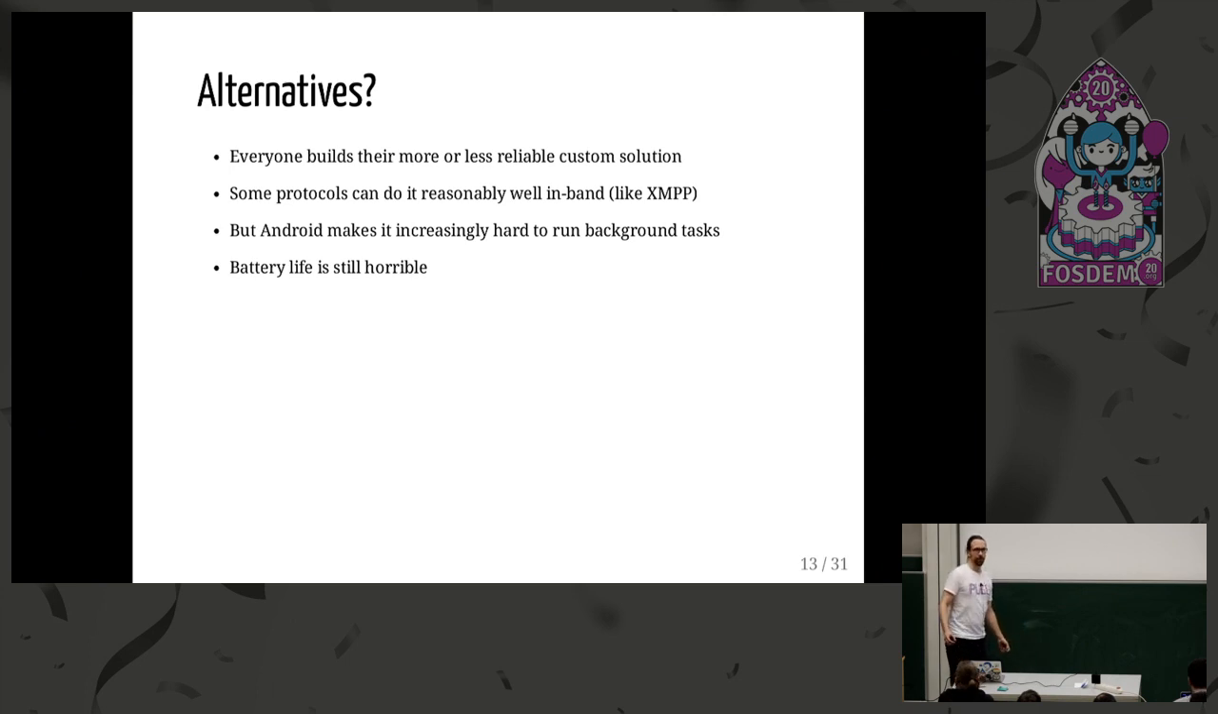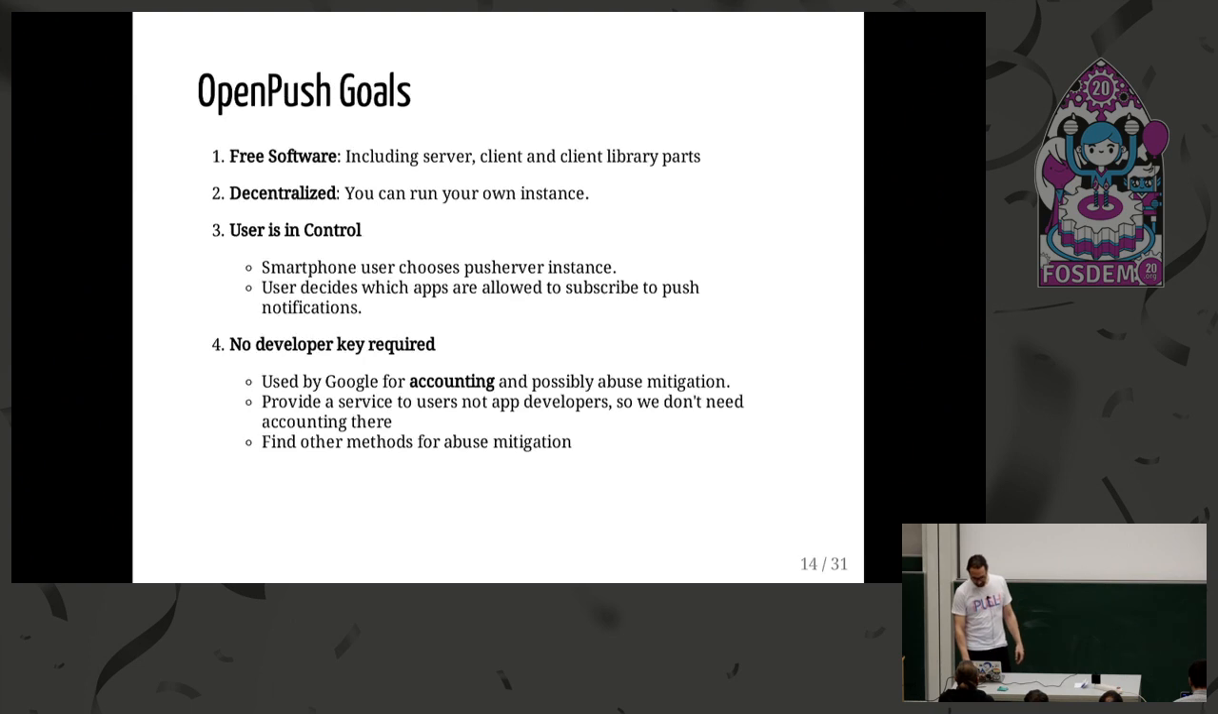But Android makes it quite hard to run background tasks. So it's a struggle. And the battery life is still horrible if you have all the different apps with all their persistent connections. So, what do we want to do differently?